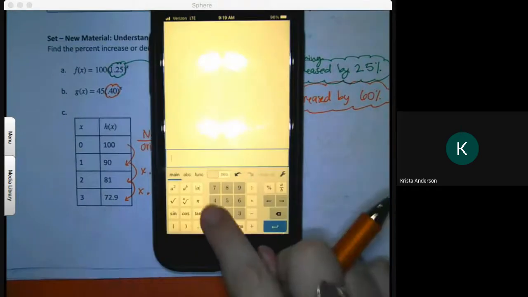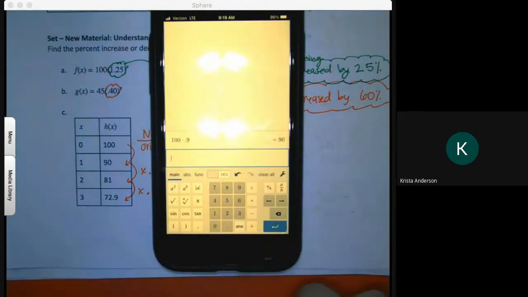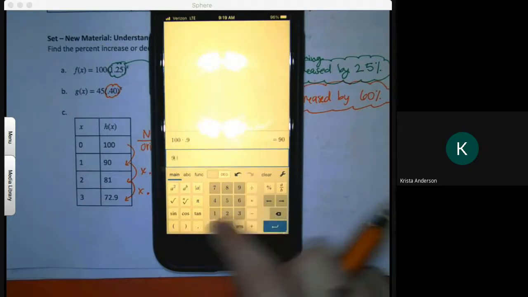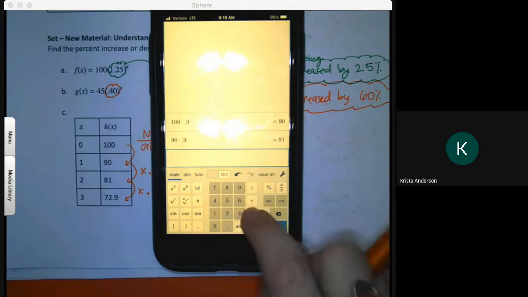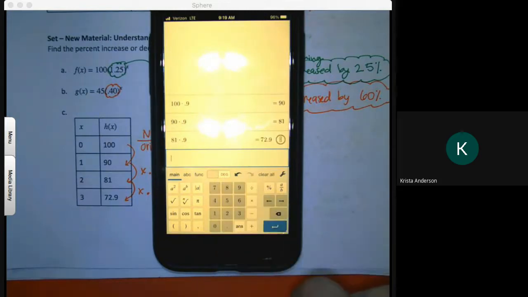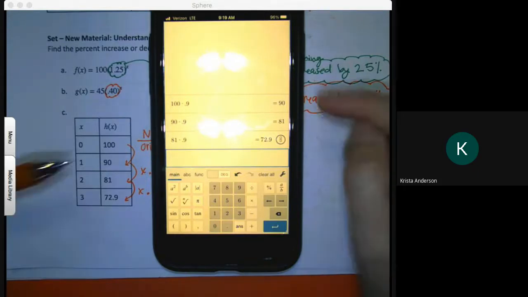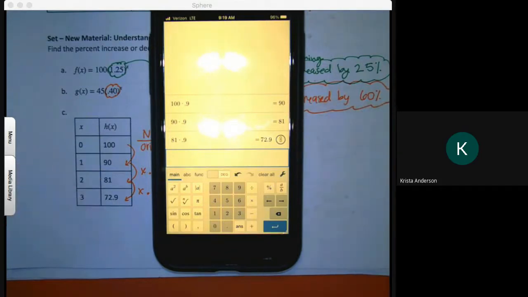What is 100 times 0.9? What is 90 times 0.9? What is 81 times 0.9? How does that prove that I was correct? Yes, all of the numbers align with the table. If they didn't, I would have made a mistake somewhere.